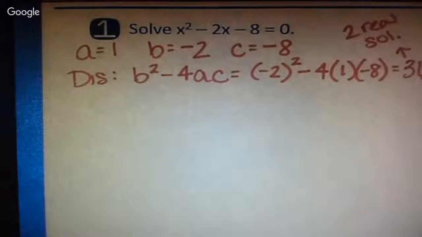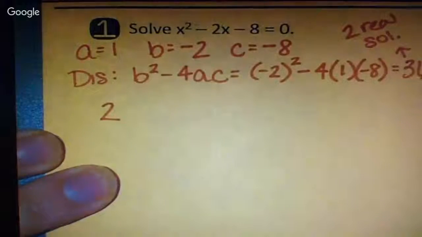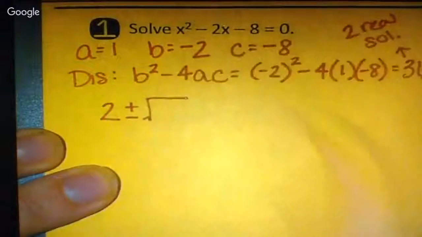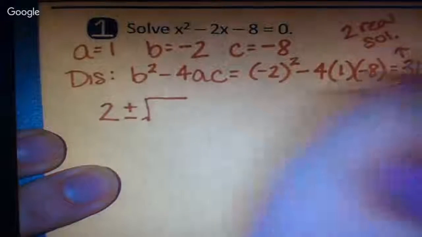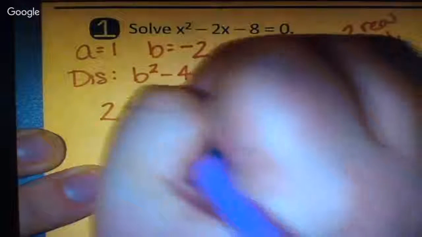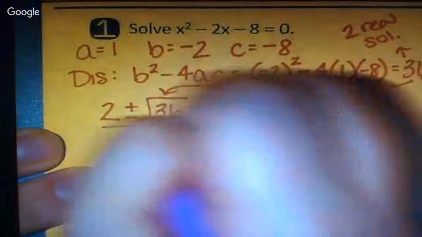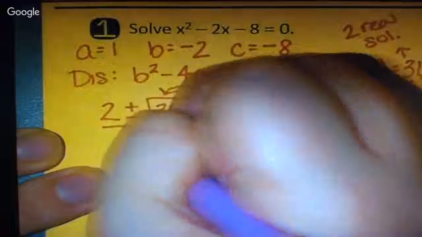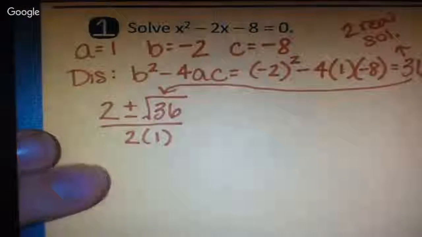Okay. So my quadratic formula says I need to take the opposite of b. So we've got 2 plus or minus the square root. Inside my square root is my discriminant, so this goes here, all over 2 times 1, 2 times a.